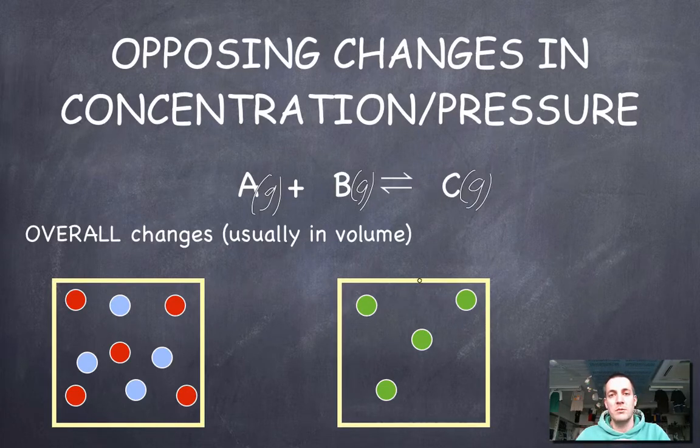If I increase the pressure, it would move to the side that has a lower pressure. If I decrease the pressure, so I made the volume of the box bigger, say, then it would move to the side that increases the pressure, the side with most moles of gas.